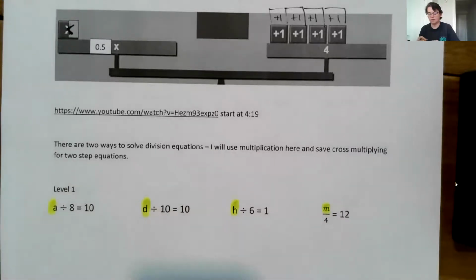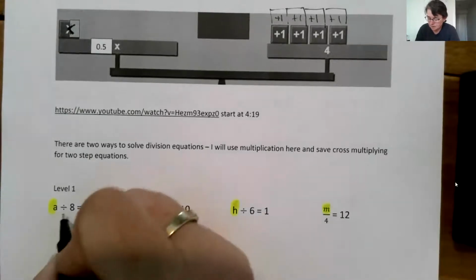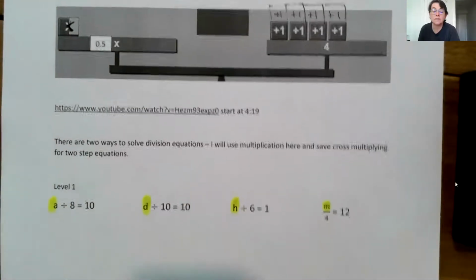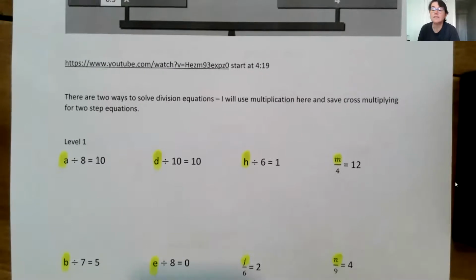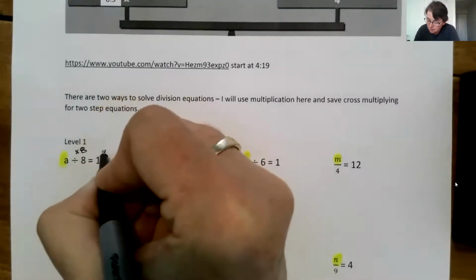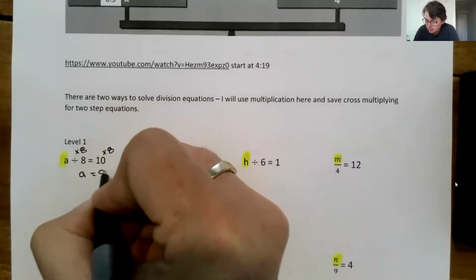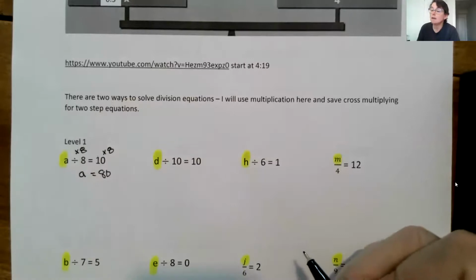Gotta highlight my variables. Are pretty straightforward. So divide by 8. Now the inverse of division is multiplication. So we're going to multiply by 8, and we multiply by 8 on both sides. So A is equal to 80. And it's not more complicated than that.